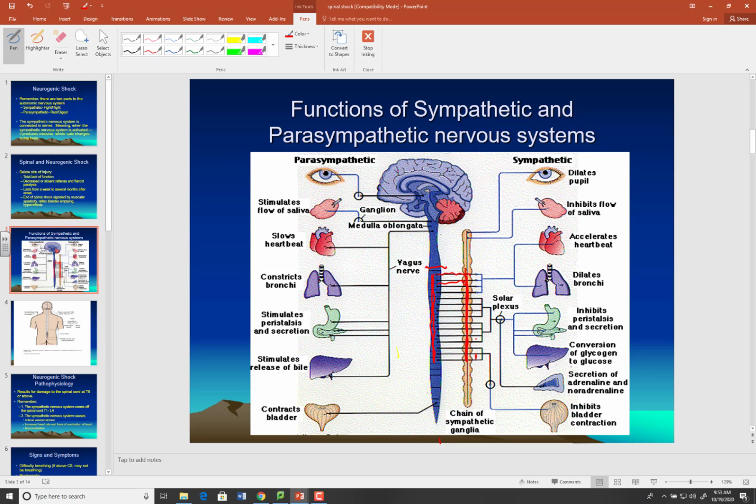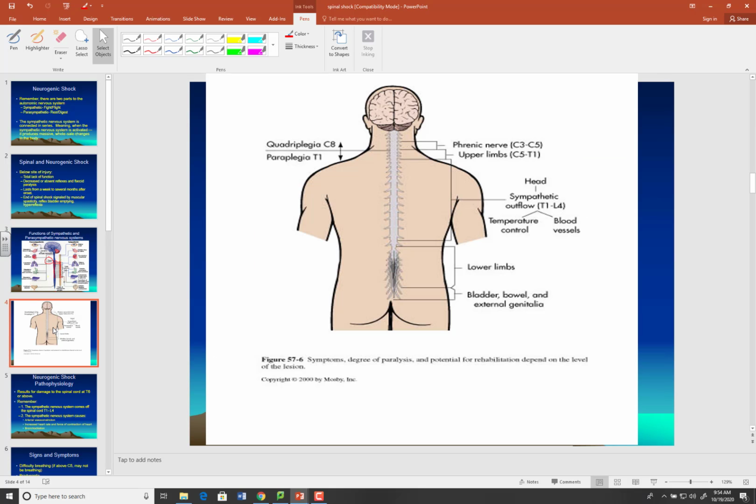Now, the parasympathetic nervous system is basically going to do the opposite. It's the rest and digest. And we know that the big nerve of the parasympathetic nervous system is the vagus nerve. So let's look at this. Here's a little diagram showing the spinal cord and what it controls. Now, the sympathetic nervous system, like I said, usually comes off about T1 to about L4.